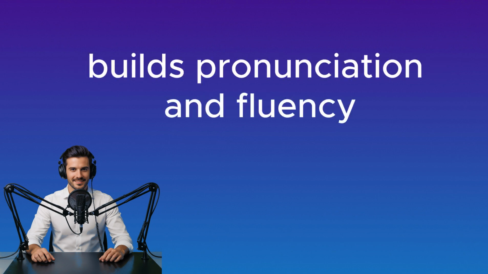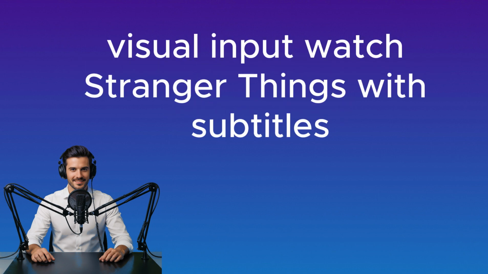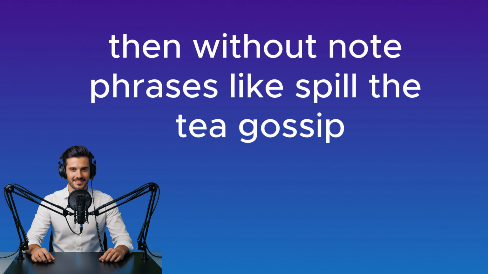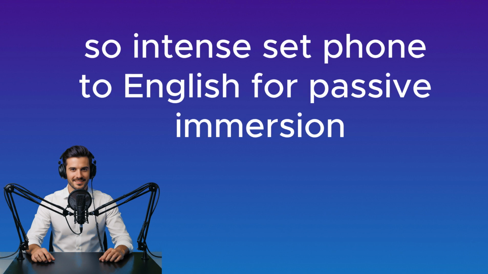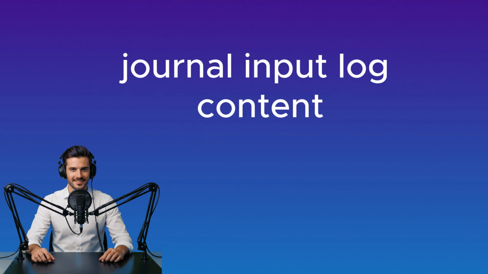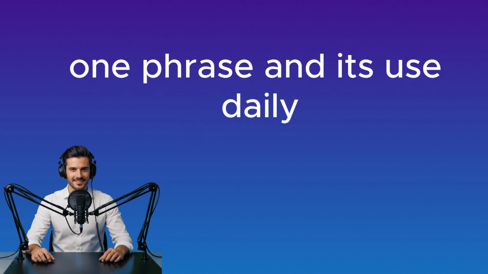Builds pronunciation and fluency. Visual input. Watch Stranger Things with subtitles, then without. Note phrases like spill the tea, gossip. Describe scenes. The kids bike to escape danger. So intense. Set phone to English for passive immersion. Journal input, log content, 1 phrase, and its use daily.